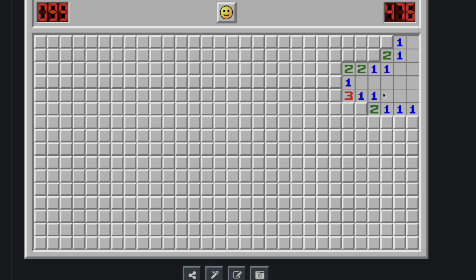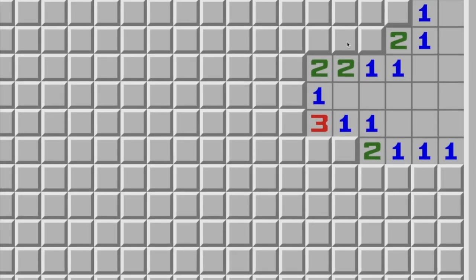As you can see, some of these uncovered tiles here will give you numbers, and basically these numbers will tell you of the 8 surrounding cells how many mines there are. So for example, let's look at this one right here. This square means that of these 8 surrounding tiles, there's 1 mine.